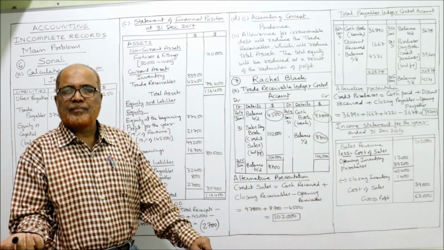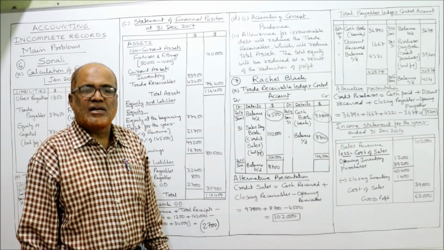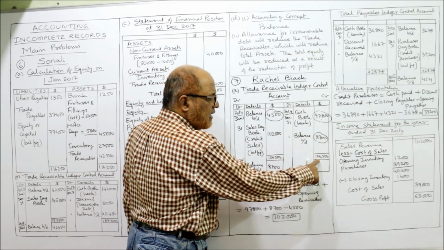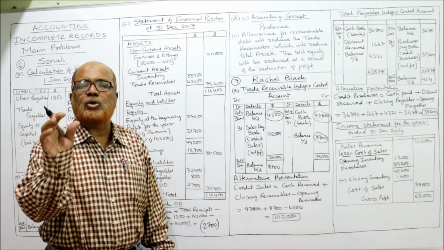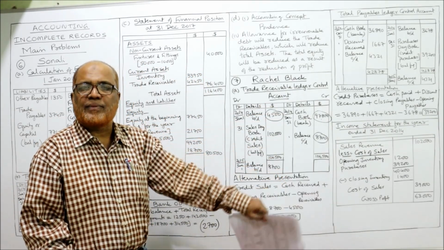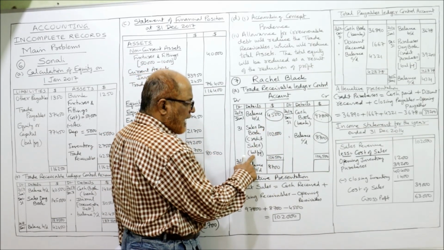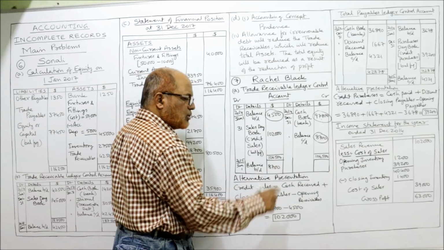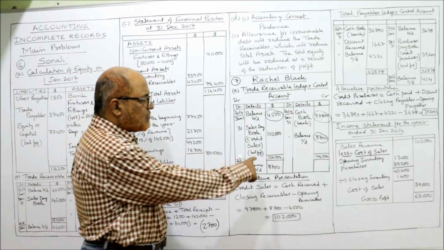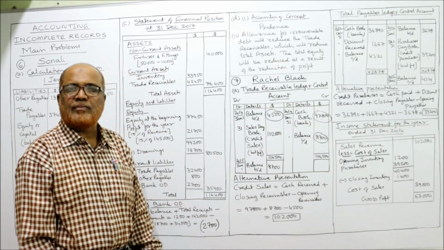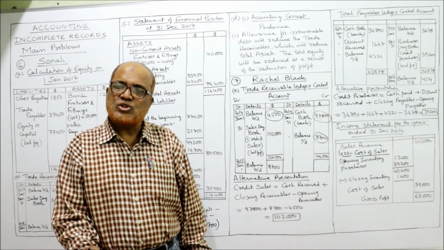That's all. Now easily we can find out the sales. Take the total on the credit side: 97,800 plus 8,700, 1,06,500 is the total on the credit side. From this total, deduct 4,500. The balancing figure you will get is 1,02,000, and this 1,02,000 is the sales day book or credit sales. That's all. First question completed.